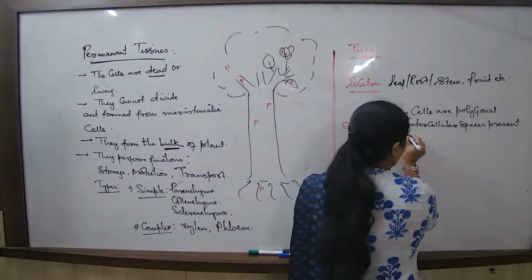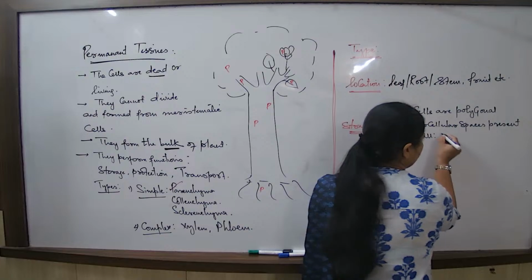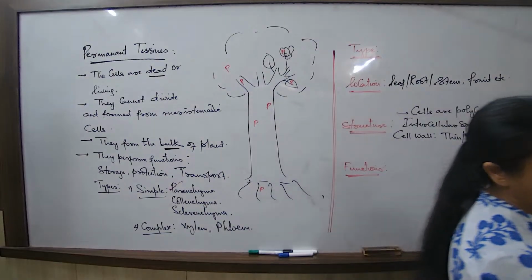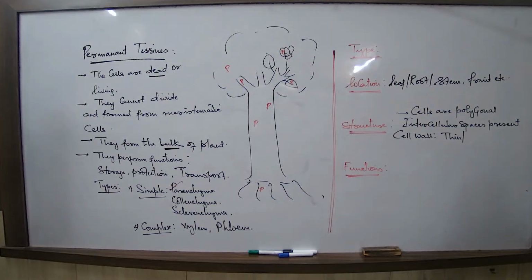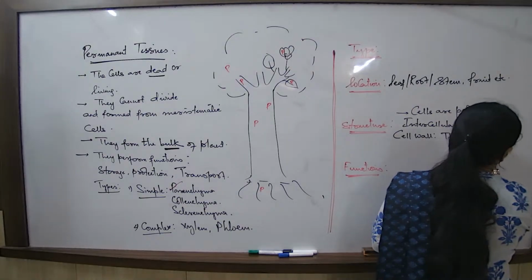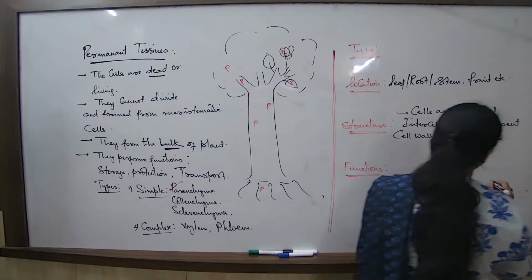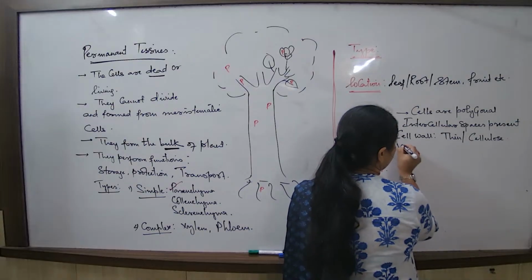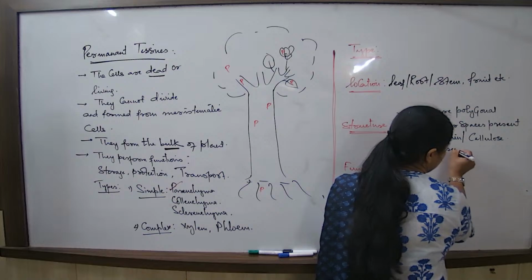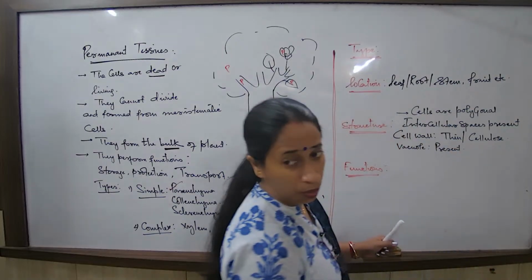What about the cell wall? The cell wall is thin. What is the cell wall of the plant cell made up of? Cellulose. The cell wall is made up of a sugar known as cellulose. It's a tough, complex sugar. And here also, the cell wall is made up of cellulose. Then the vacuole, is the vacuole present? Yes, the vacuole is present, filled with sap.